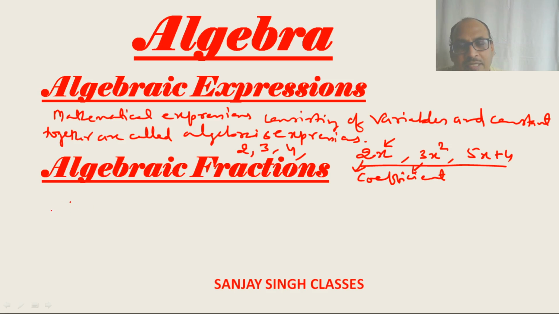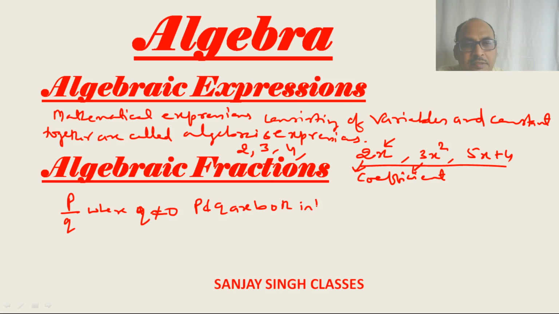Okay, so you know that any type of fraction or rational number, we express it in the form p by q, where q is not equal to 0, and p and q are both integers. That is called a rational number. Let me give you examples. 2 by 3 is a rational number, 1 by 2 is a rational number, 5 by 7 is also a rational number, it is a fraction.